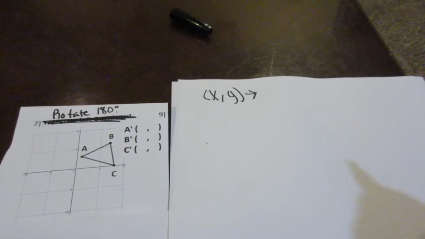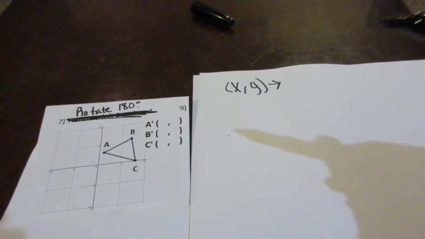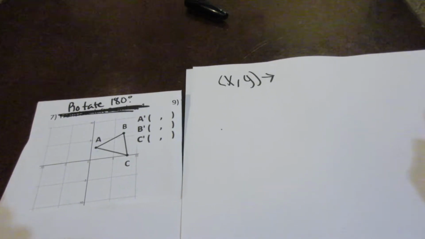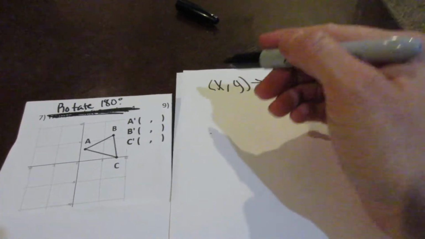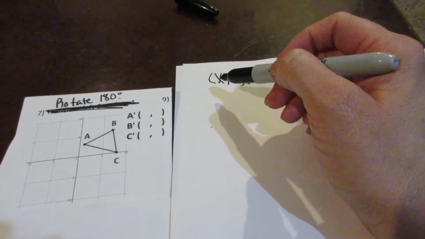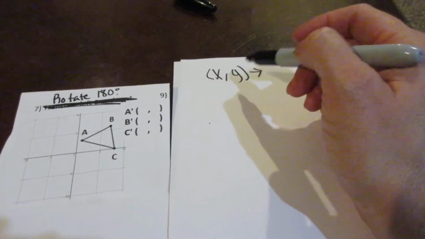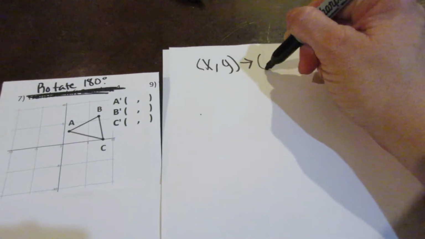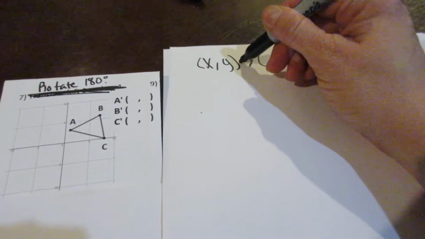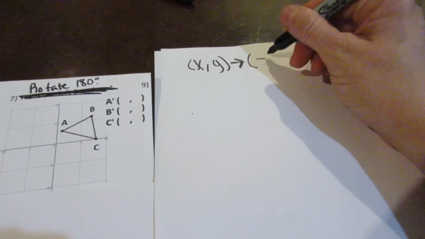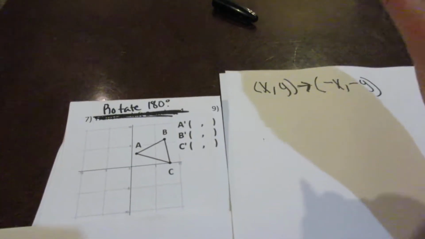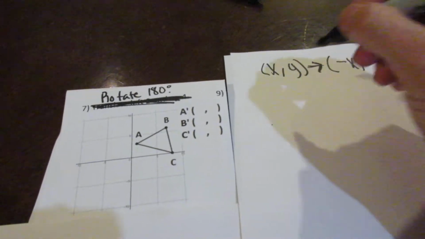Alright, so I am going to be doing this example to remind you of how to rotate a shape 180 degrees on the coordinate plane. Our rule is going to be that our original coordinate pair x, y, both the x and the y value are going to be multiplied by -1, or their sign is going to flip, if you would prefer to say it that way. So x, y is going to become -x, -y.